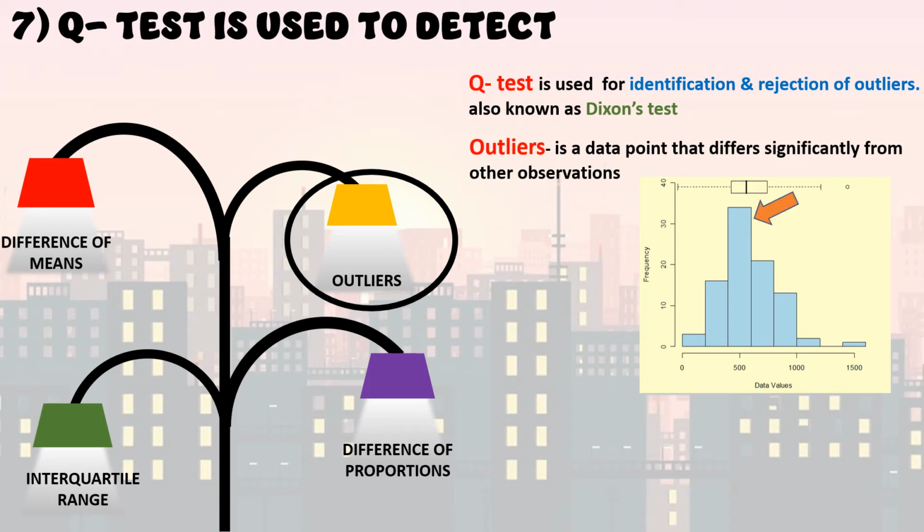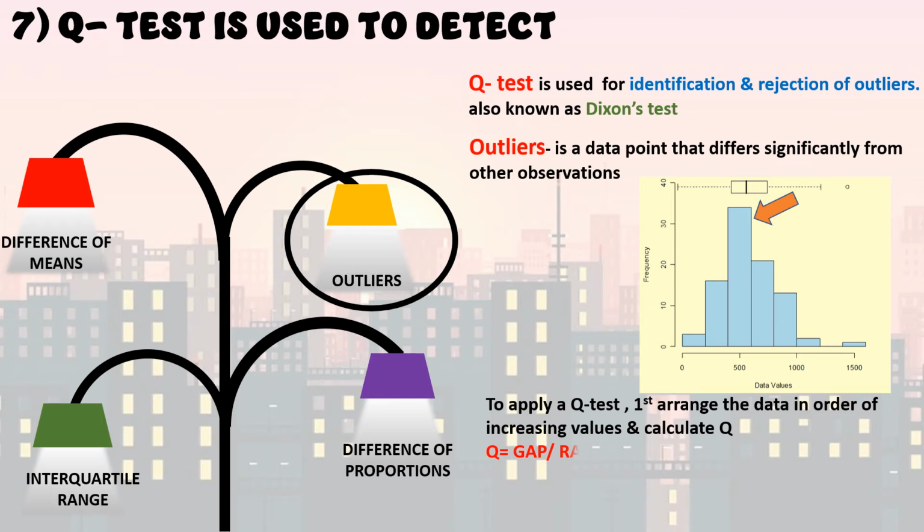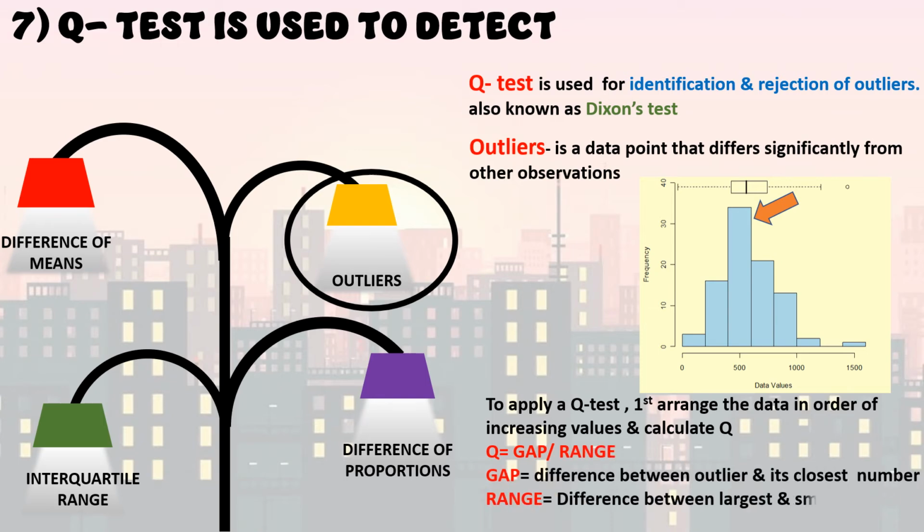So in this graph you can see here this particular observation or value is different, that is it is abnormally more than the other values. So this particular value becomes the outlier here. So now let us see how we are going to apply the Q-test. Whenever we need to apply a Q-test, first of all we will have to arrange the values in increasing order. And then we have to calculate the Q.